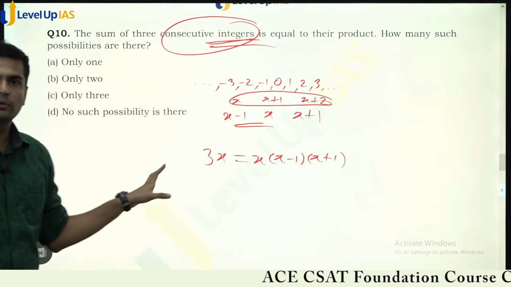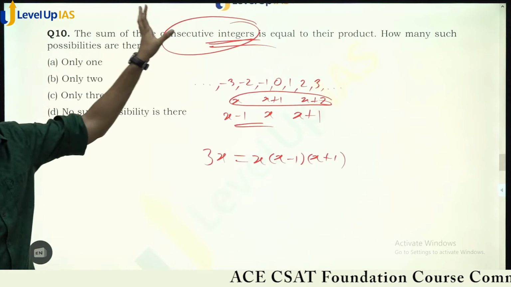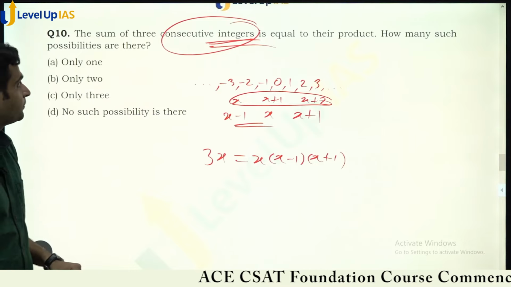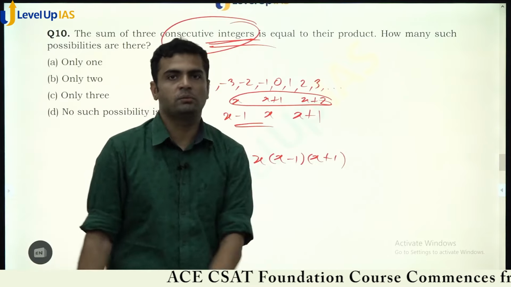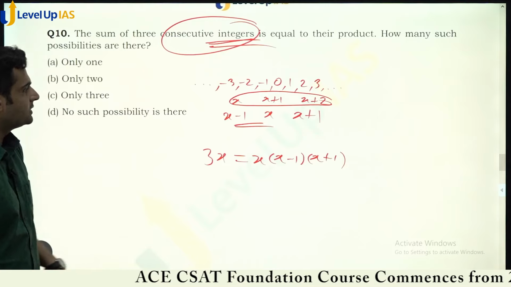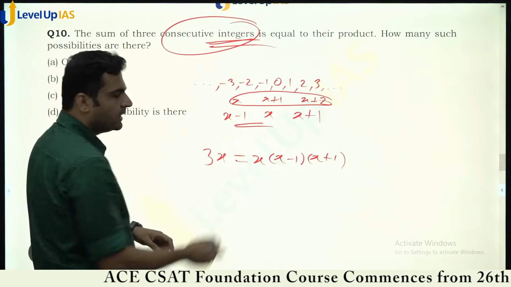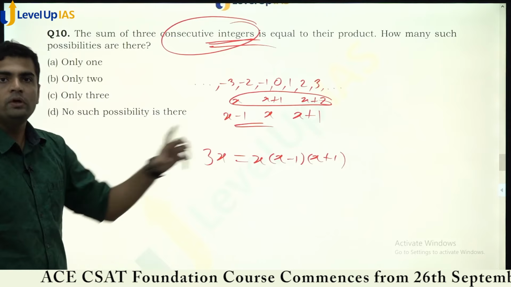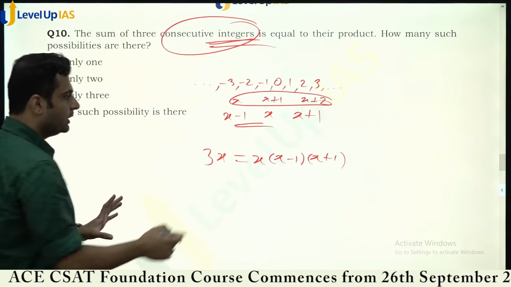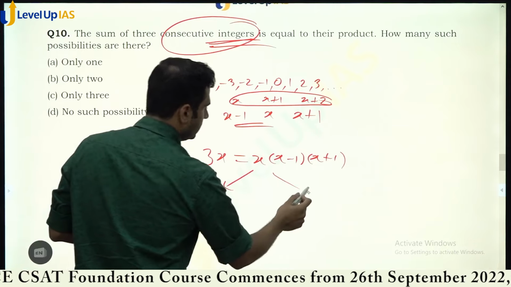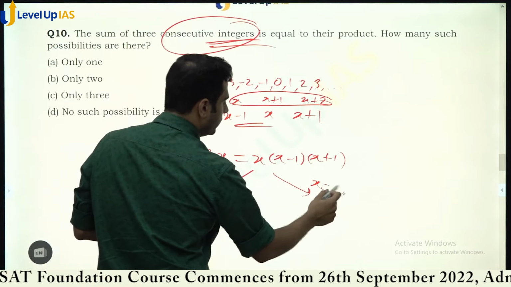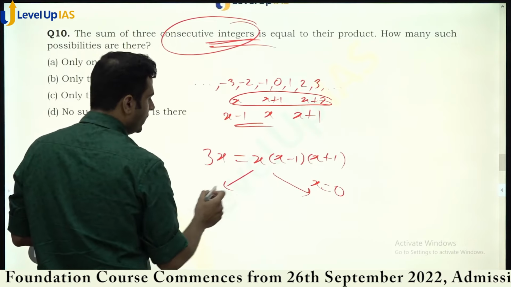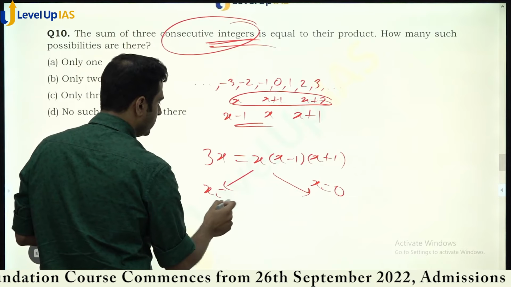So we have formed the equation. This is the equation that the question gives us. We want to find out how many such possibilities there are. Now look at this equation. Can we cancel x from both sides? We can cancel only if x is not 0. So there are two cases. If x is 0, what do we have? And if x is not equal to 0.